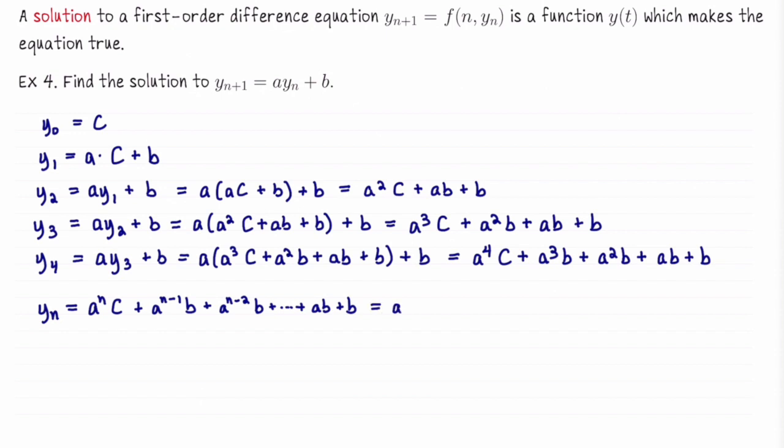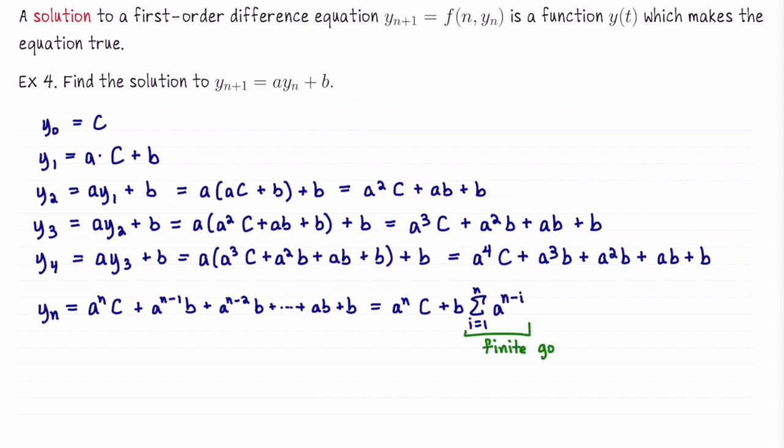So this is going to be a to the n times c plus b times the sum. Let's see, we start with n minus 1, and then we're going to end with n minus n. So let me do from i equals 1 to n, a to the n minus i, terms that look like that. So if I plug in 1 for i, I get n minus 1, that's our first power, then n minus 2, and then all the way through n minus n. Okay, that looks right.